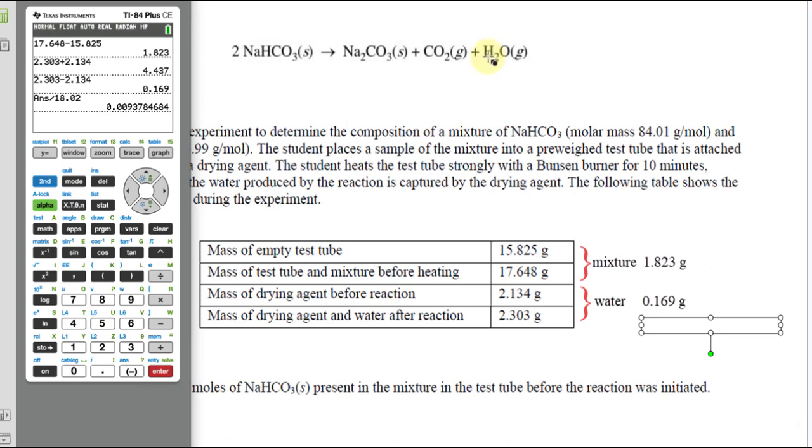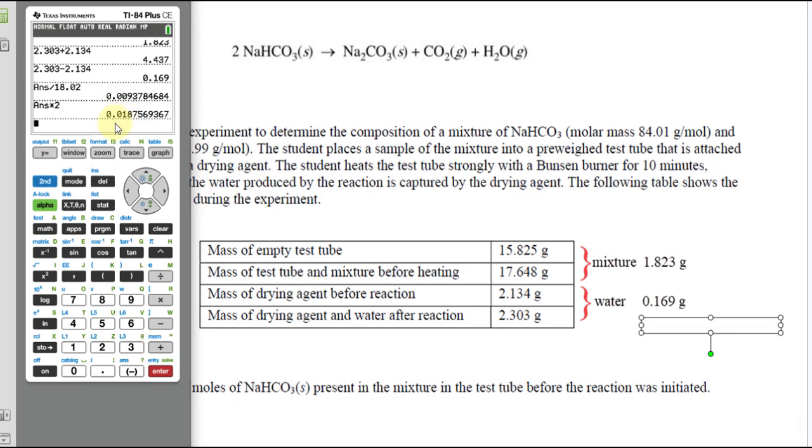But this is what they set this up for, stoichiometry. They want to make sure that you know that it takes 2 moles of baking soda to make 1 mole of water. So therefore, times 2. Our answer is 0.0188 moles of sodium hydrogen carbonate.